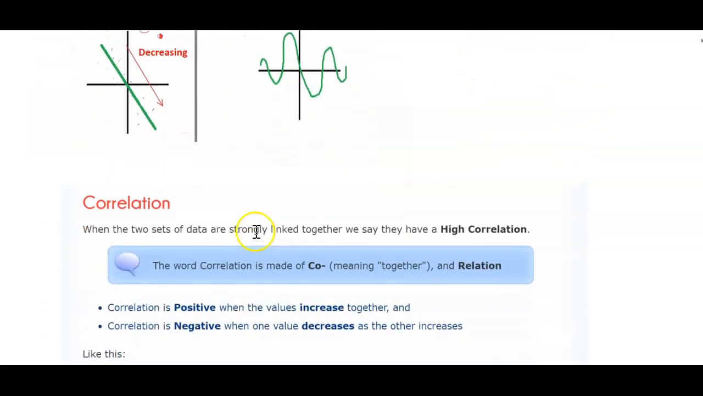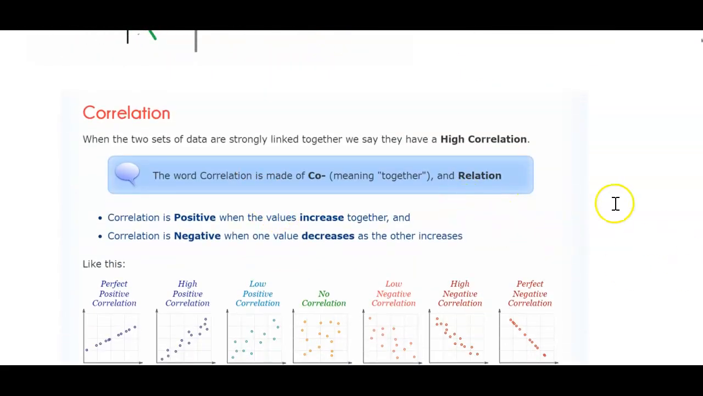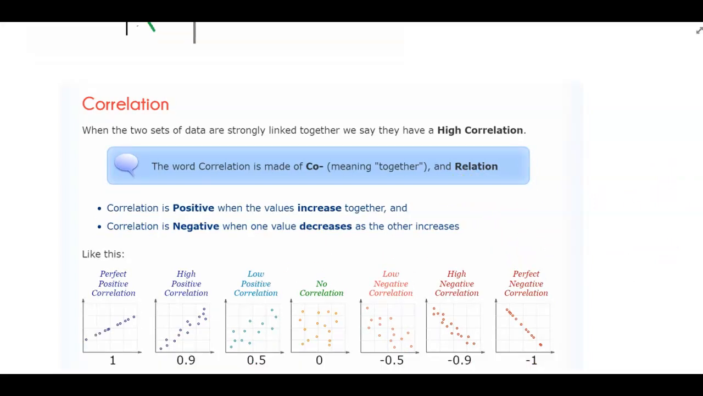Right. A little more detail of what you're going to see today, where I talked about correlations. It's the set of data that are strongly linked together. We say it has a high correlation. So what's that mean? So up there in those original ones, I showed you pictures, okay? So the word correlation means together in a relationship. Correlation is positive when it increases, and it is negative when the values decrease, when they go down.